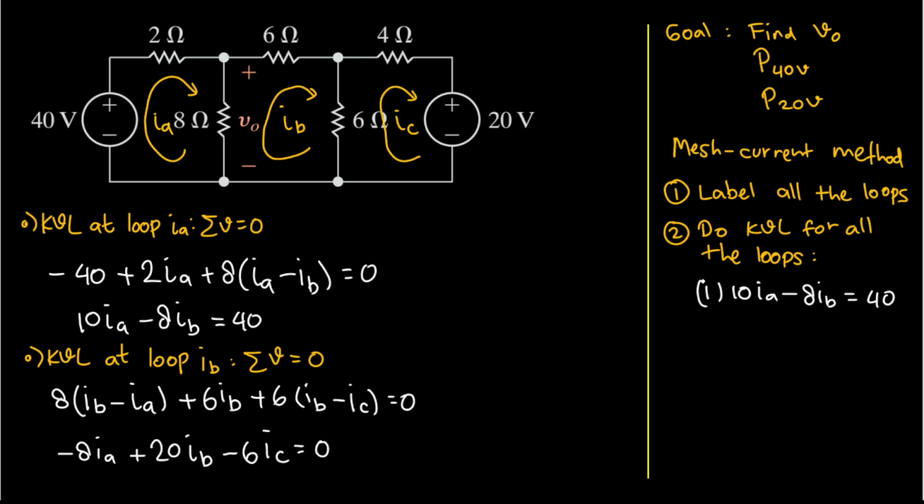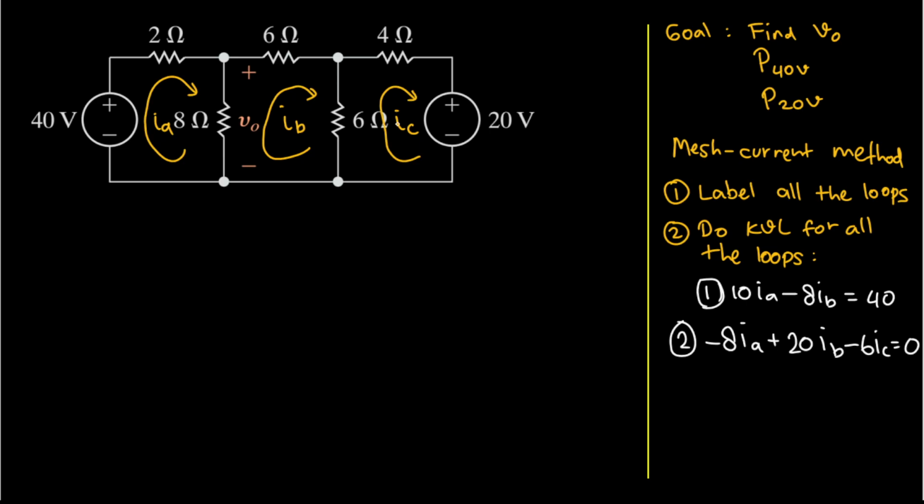So here we will have our second equation. Our second equation is minus 8 IA and then plus 20 IB minus 6 IC, and all of that will equal 0. This is our second equation. But then we need to do one more loop here. Maybe let's clean this up first because we already saved the equation, right? So we can just clean this up.